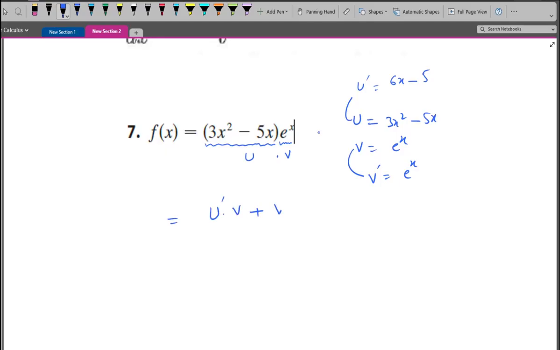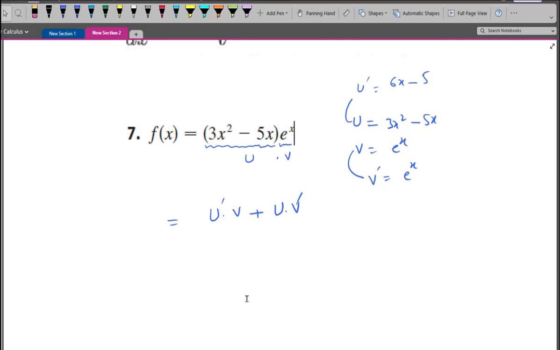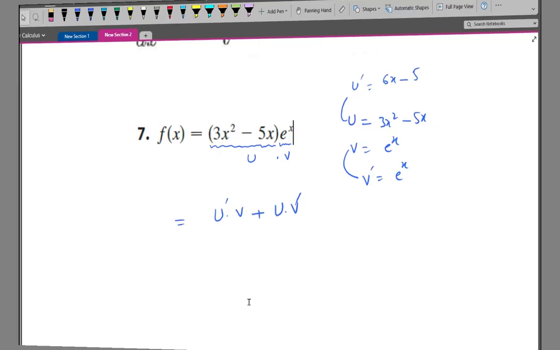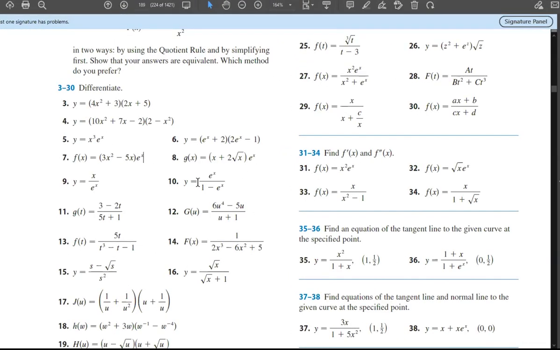u'v plus uv', right? You just plug in the values and just simplify them. Okay? I think you get that. It's not a big deal now, because you have worked all through the basics, and it'll be easier for you to work with them.